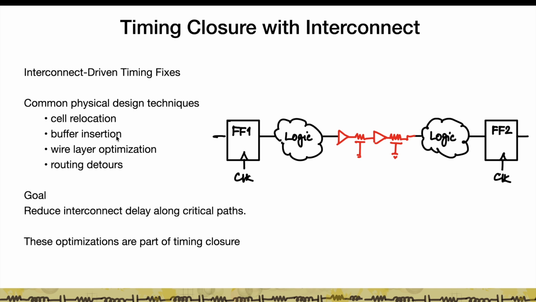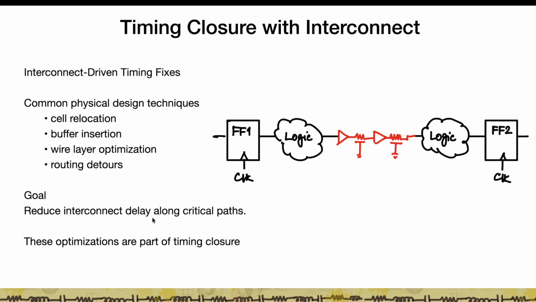total delay drops. Wire layer optimization reroutes a critical net onto a higher, lower resistance metal layer. Same physical path, better electrical properties. Routing detours can sometimes help, not by adding length, but by moving a wire away from congested regions where coupling capacitance is high. These aren't exotic techniques.